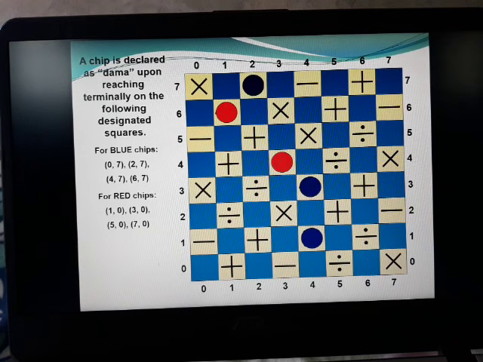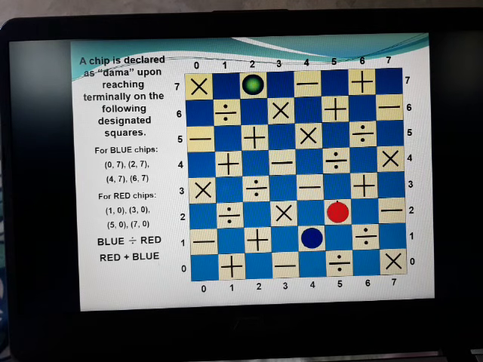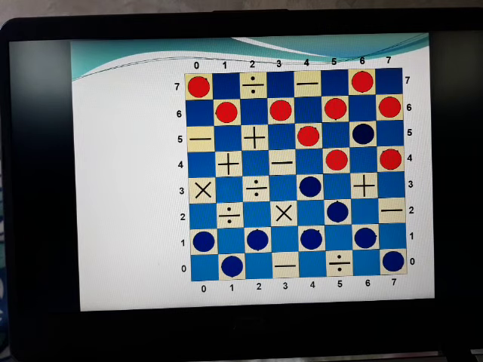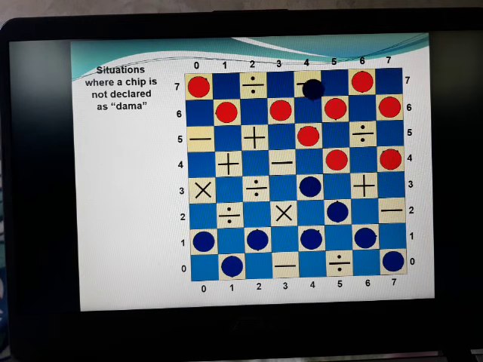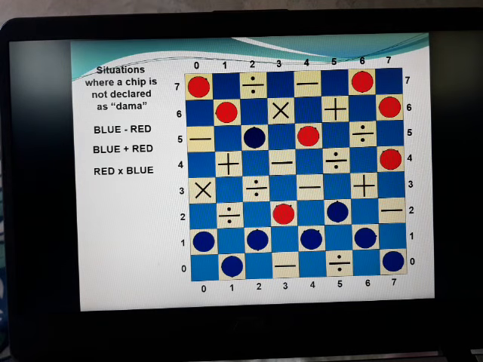Here. Then blue divided by red. Red plus blue, and then red minus blue. So here is the Dhamma for blue, and then this is a Dhamma for red. So situations where a chip is not declared as Dhamma. For example, here, it is not declared as Dhamma. Another, here.